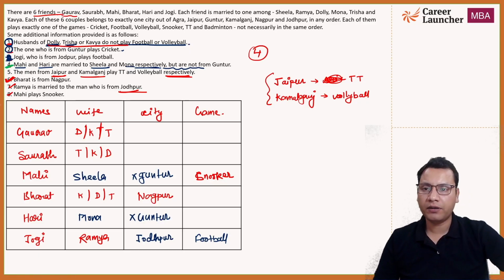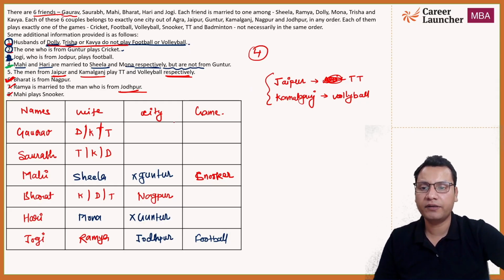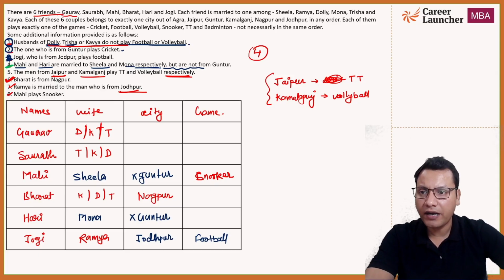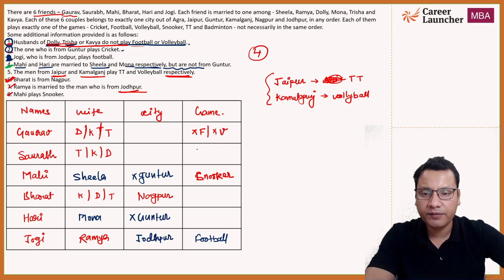Now let's use some logic and other information to fill our table. We know that the husbands of Dolly, Trisha, and Kavya do not play football and volleyball, as given in the first statement. So I can say this cannot be football or volleyball. Similarly, this cannot be football or volleyball. And lastly, this cannot be football or volleyball.